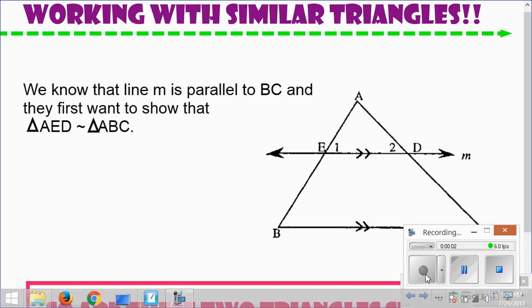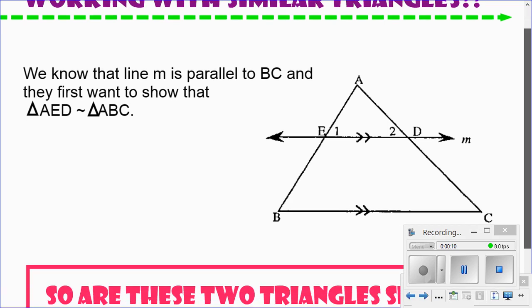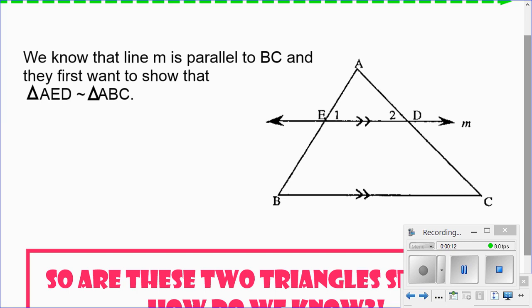Okay, in this lesson we're going to be working with some more similar triangles. So we know in this figure that line M is parallel to segment BC, and we first want to show that the two triangles are similar. So let's think about what we know here.